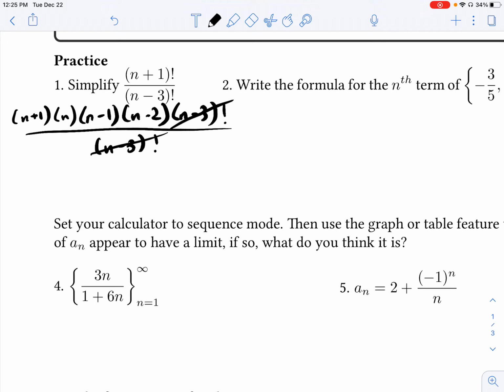When we're simplifying factorials, we want to find a common factorial that we can divide out for the numerator and denominator. What's left over is just n plus 1, n minus 1, and then n minus 2. So it would simplify down to that finite set of terms there. All right, let's try number 2.